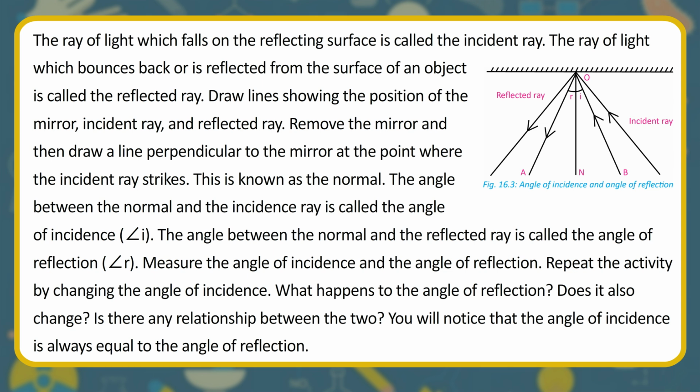Repeat the activity by changing the angle of incidence. What happens to the angle of reflection? Does it also change? Is there any relationship between the two? You will notice that the angle of incidence is always equal to the angle of reflection. Angle of incidence and angle of reflection. Reflected ray, incident ray.